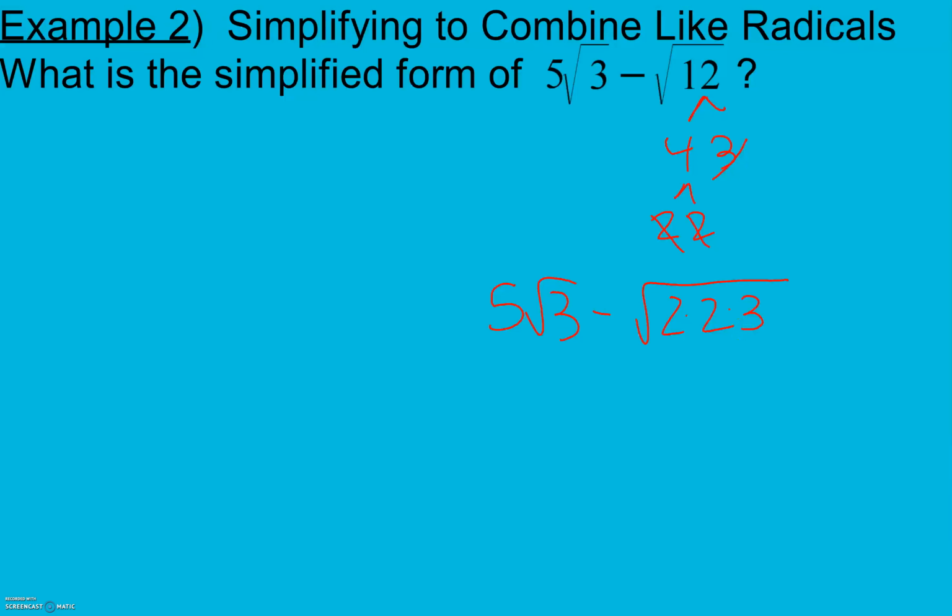Here, I have a pair of 2's that can come out as a 2. So I have 5 square roots of 3 minus 2 square roots of 3. I keep that square root since it's the same, and I can take 5 minus 2 and get 3 square roots of 3.